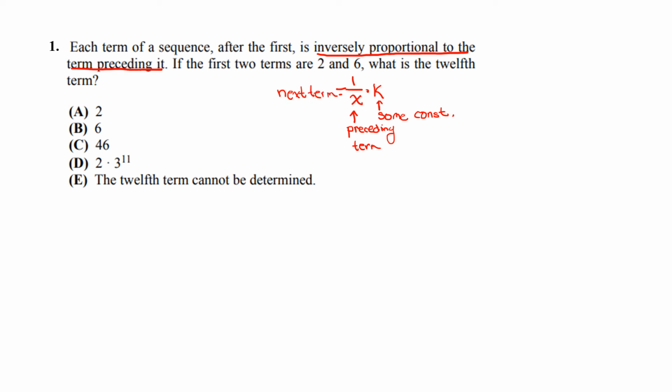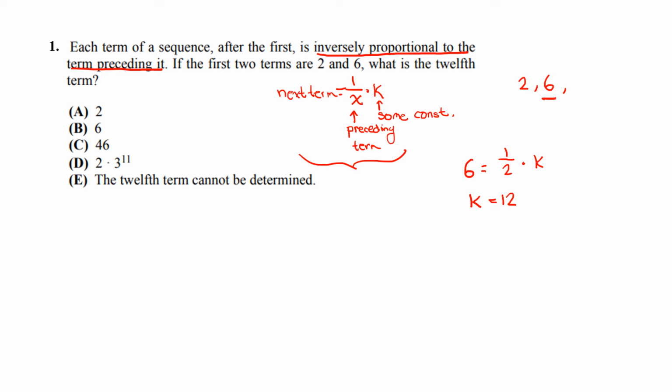So let's see how this works with what they've given us, our 2 and 6. Let's look at our second term. So 6 is our next term. And let's use this relationship. So that equals 1 over the preceding term times some constant k. And now, multiplying 2 on both sides, we find that constant k. K equals 12. And this constant is going to be the same. This rule follows with all the subsequent terms.